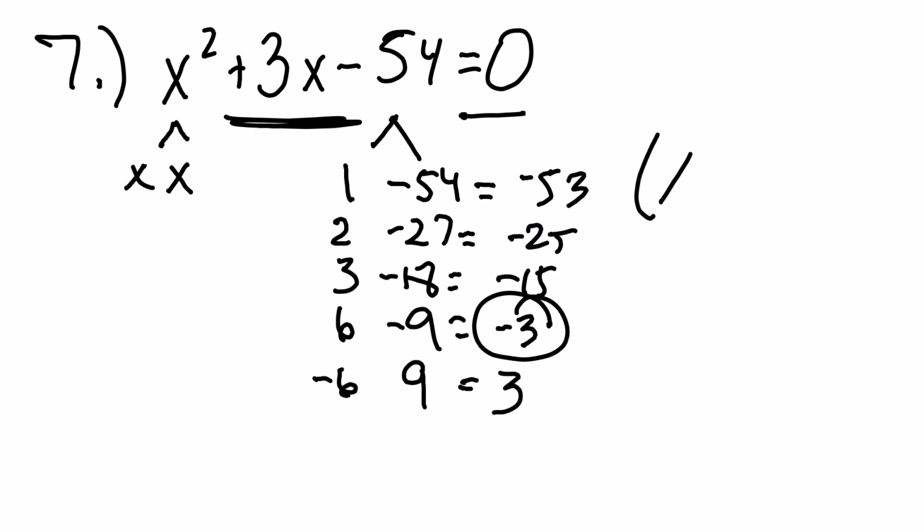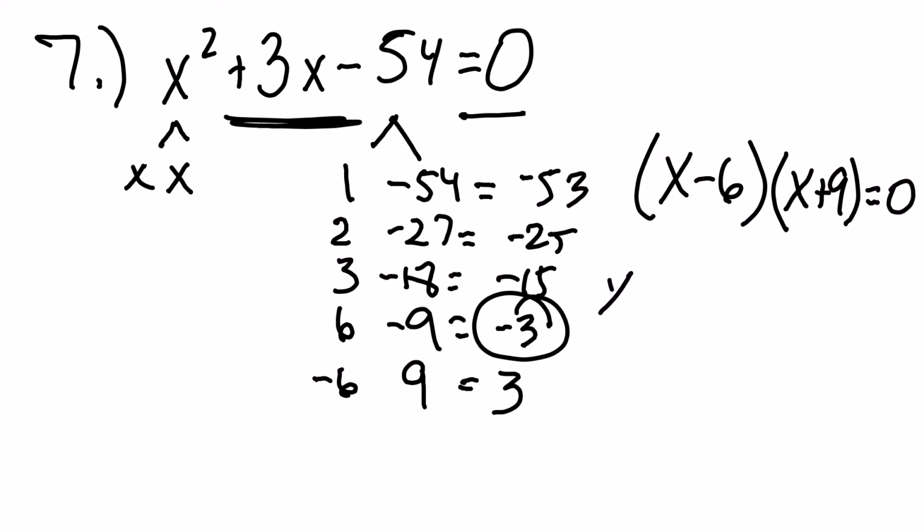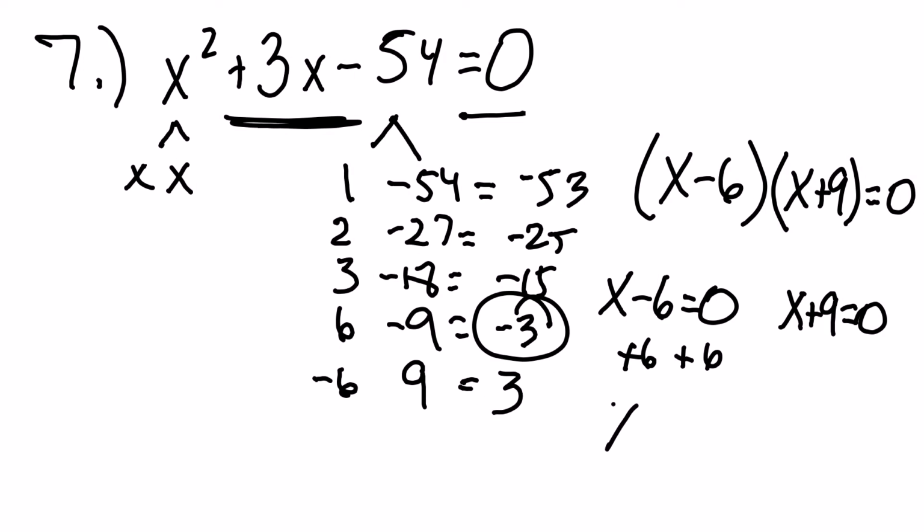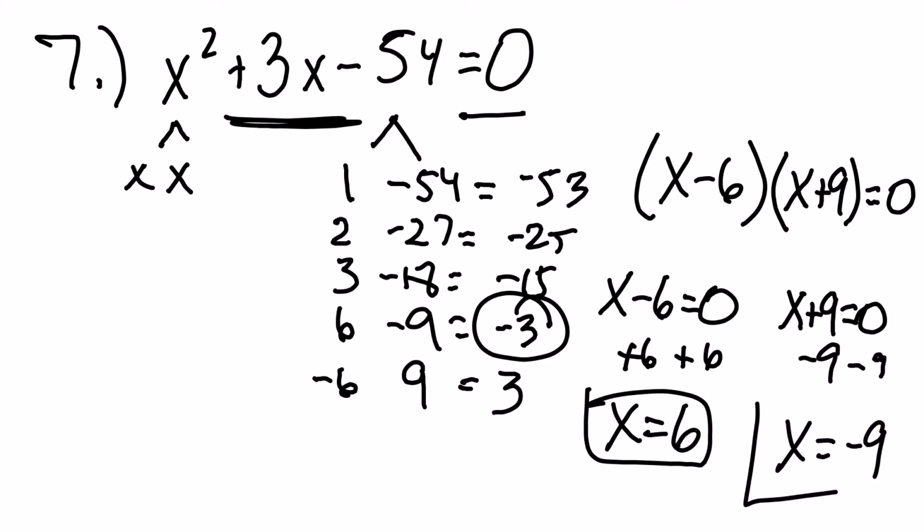So I can factor this into x minus 6, x plus 9 equals 0. Since it's equal to 0, I can say each set of parentheses equals 0, so x minus 6 equals 0, or x plus 9 equals 0. Now I have two really simple equations to solve, so I add 6 to both sides. I get x is equal to 6. I subtract 9 from both sides. I get x is equal to negative 9. Notice, those are your two answers. If you use the quadratic formula, you get the same exact answer.